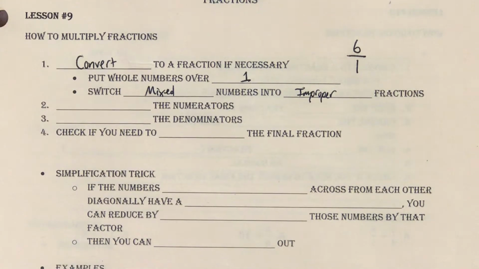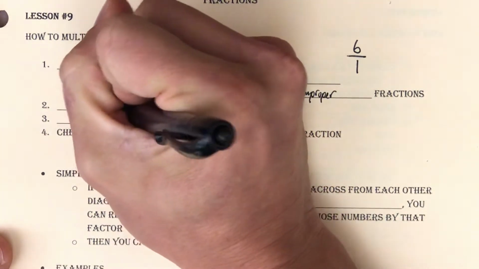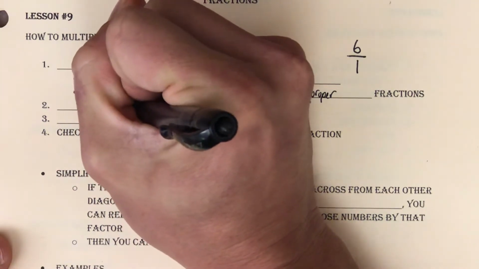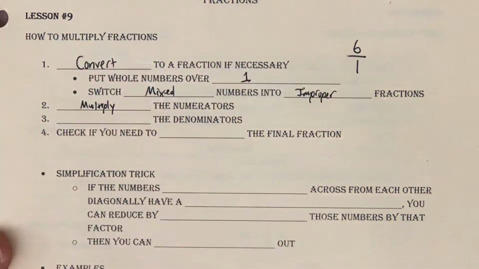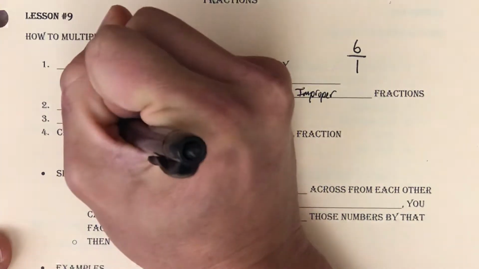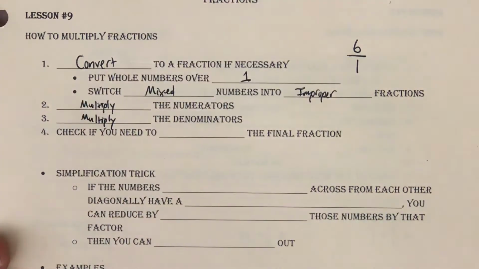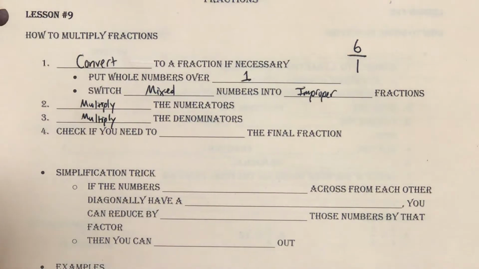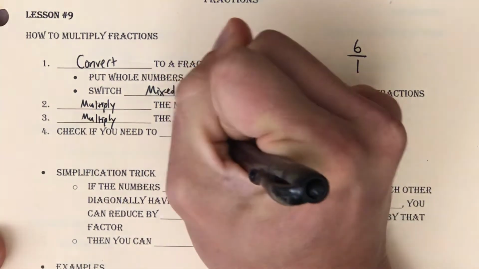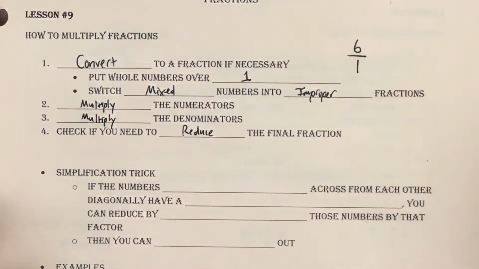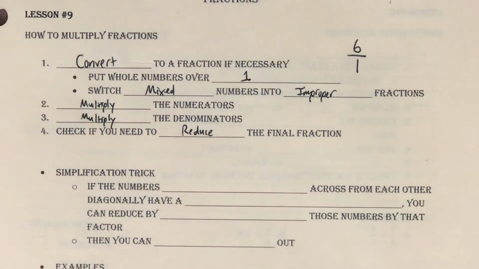So once we've made all those conversions, in order to multiply them, we're just going to multiply across. So we're going to multiply the numerators, the top number times the top number. Then we're going to multiply the denominators, the bottom number times the bottom number. Then after we've got those, we're always going to check if we need to reduce the final fraction.